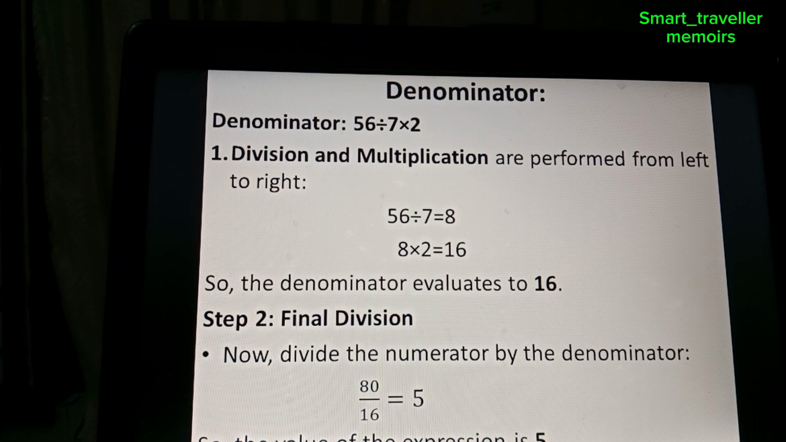In the denominator, 56 divided by 7 times 2, division and multiplication, you have 56 divided by 7, which is 8, and 8 times 2 is 16. So the denominator evaluates to 16. You have the final division, where you divide 80 by 16, and you get 5. So the value of the expression is 5.